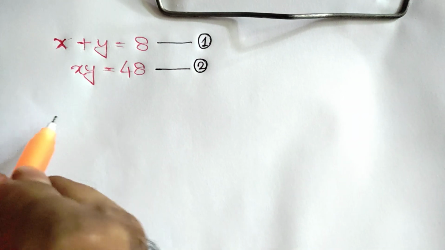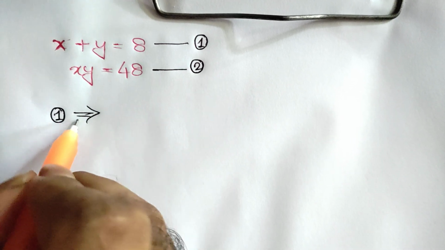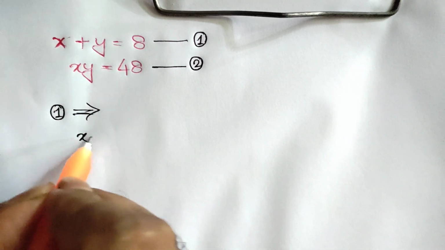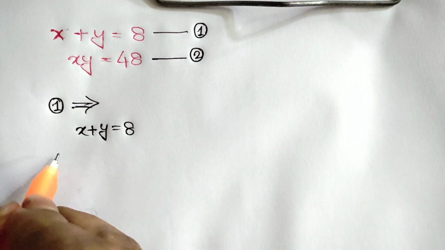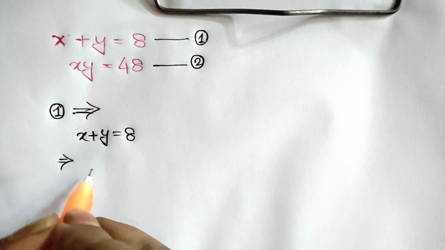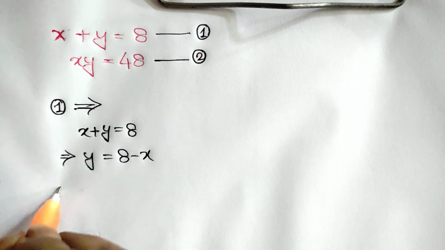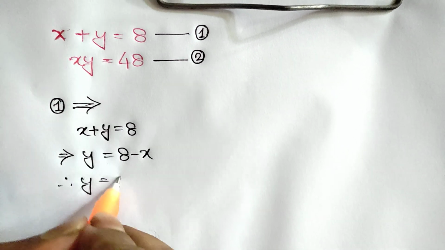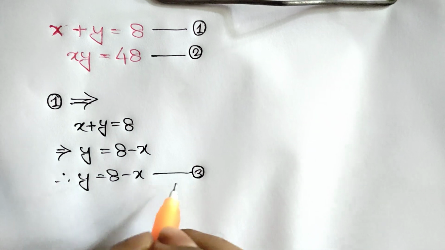Now from equation number 1 we will have x plus y is equal to 8. Taking this x to the right side, we will get y is equal to 8 minus x. So y is equal to 8 minus x, and it is called equation number 3.